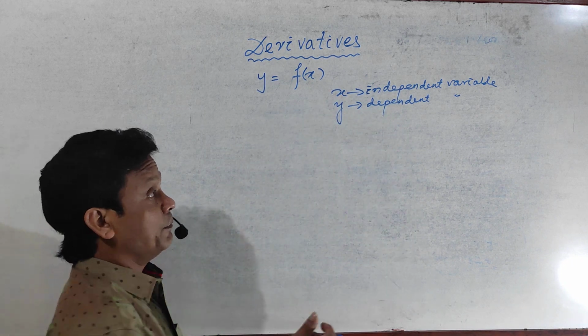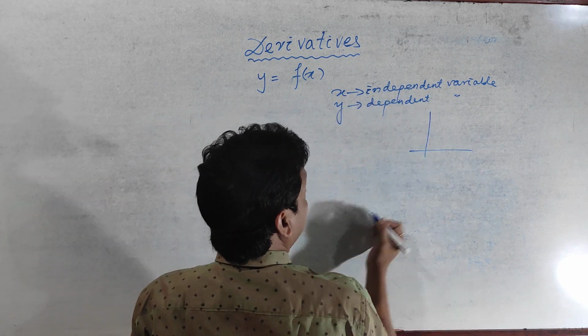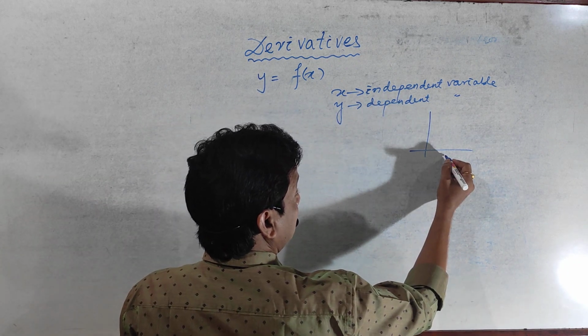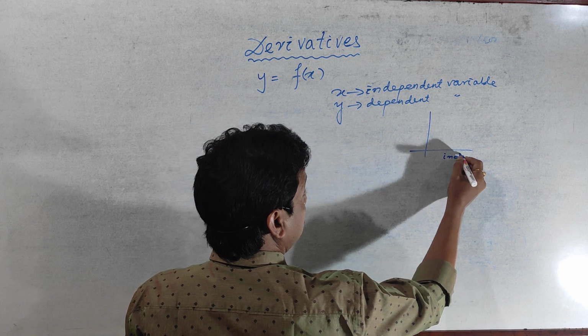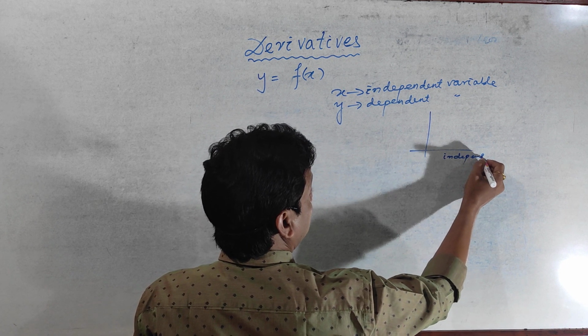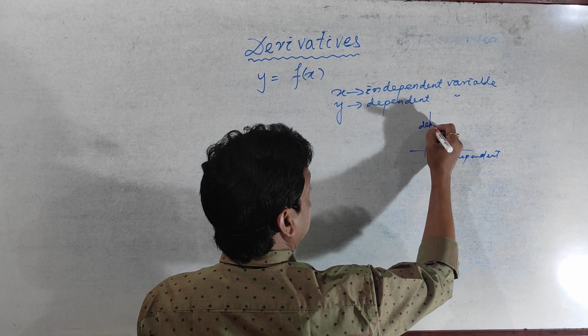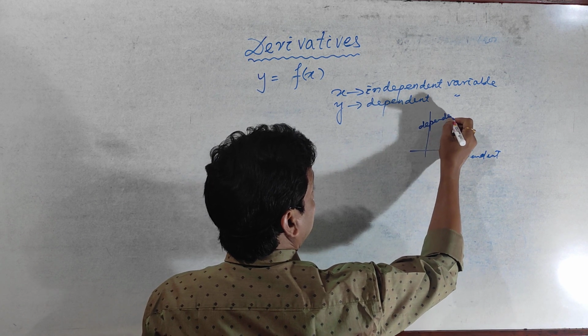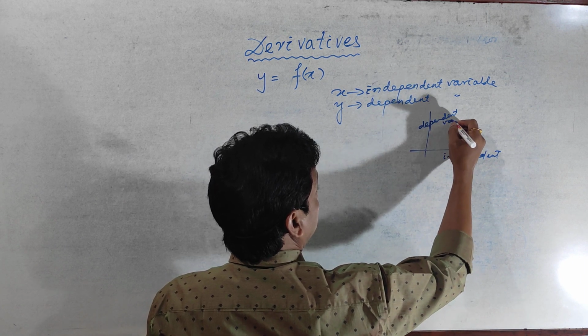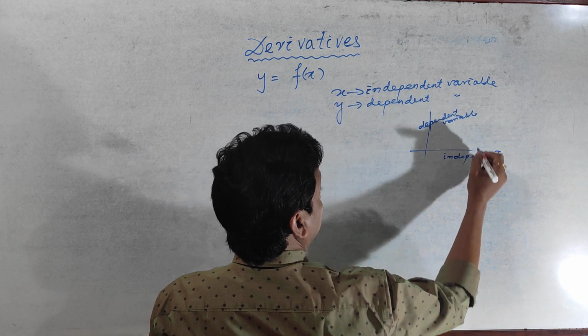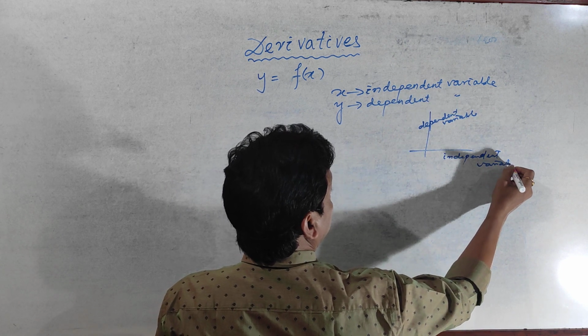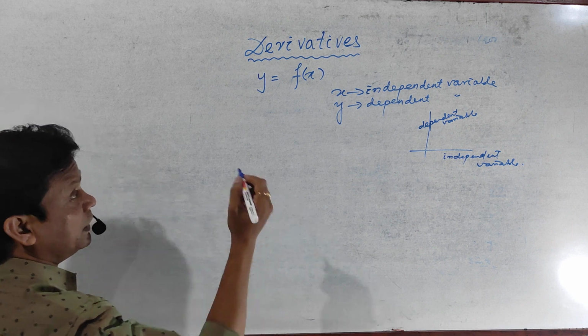Clear? And graphically, when you draw a graph between x-axis and y-axis, in the x-axis you should always take the independent variable, and in the y-axis you should always take the dependent variable. Everything they are related.